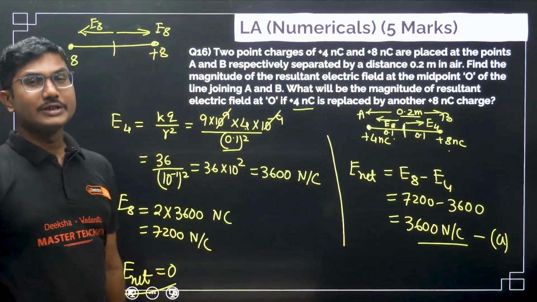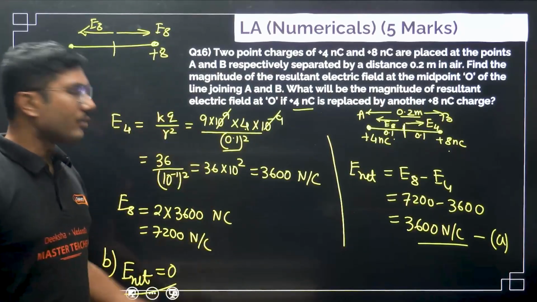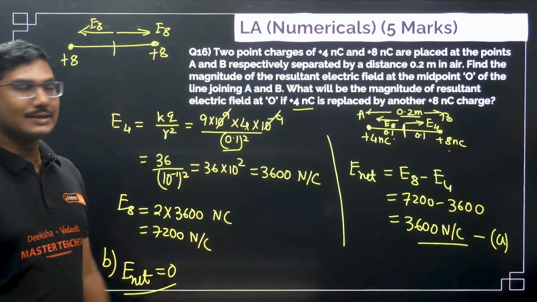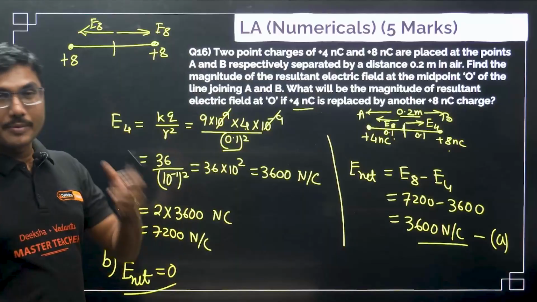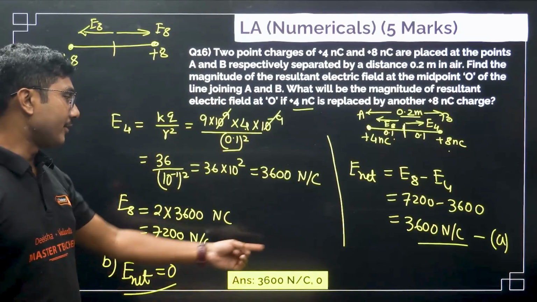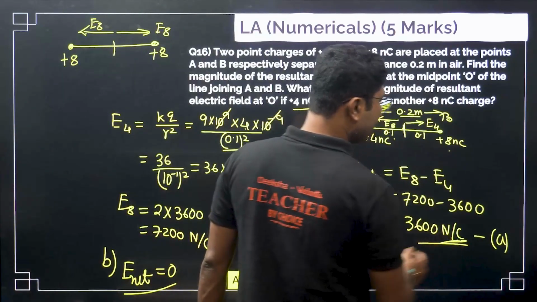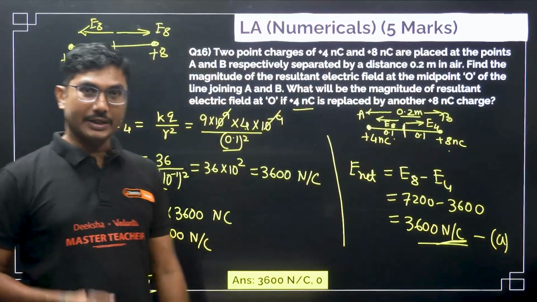You can draw this diagram and simply write net electric field will be 0, or you can do the mathematics and show it to be 0. I don't think the mathematics is required. If you draw the simple diagram, a teacher will understand that you have understood the question and you have answered it properly. So 3600 Newton per Coulomb and 0. Also important to note that the unit is very important to write. If you don't write the unit, marks will be deducted. Unit is must.